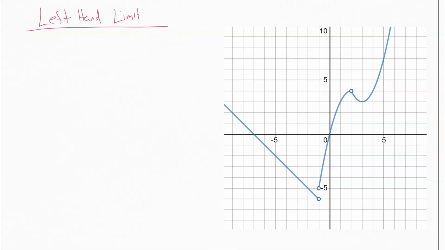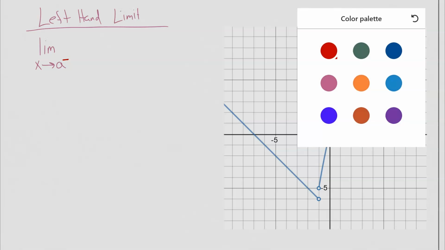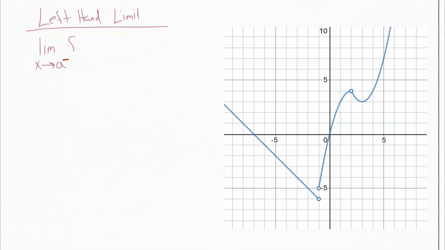Limit notation looks like this. You read it: limit as x approaches some number a, and then to tell you that it's a left-hand limit, they're going to put a little negative sign in the exponent right there. And then that'll be of some equation, some f of x, and the answer that we're looking for here is always going to be a y value.